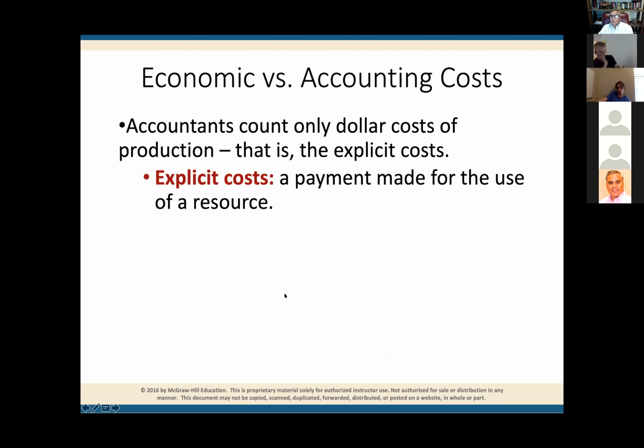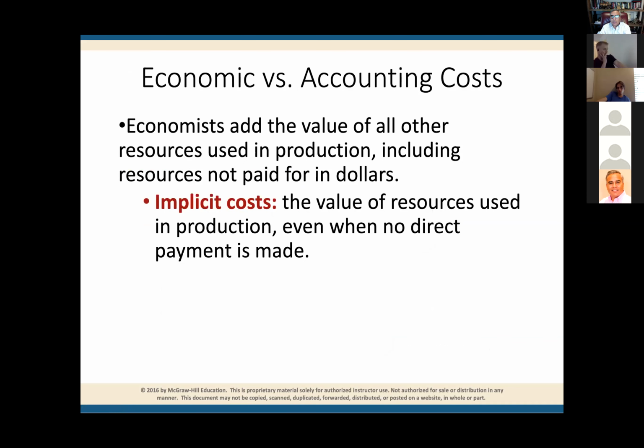Okay? So now, in economics, we also need to understand that in the cost of production, we look not only at the cost that you actually pay, the explicit cost, but we also look at the implicit cost. Now, what is implicit cost? Implicit cost is the cost that you incur by using something that belongs to you. Let me explain this way.